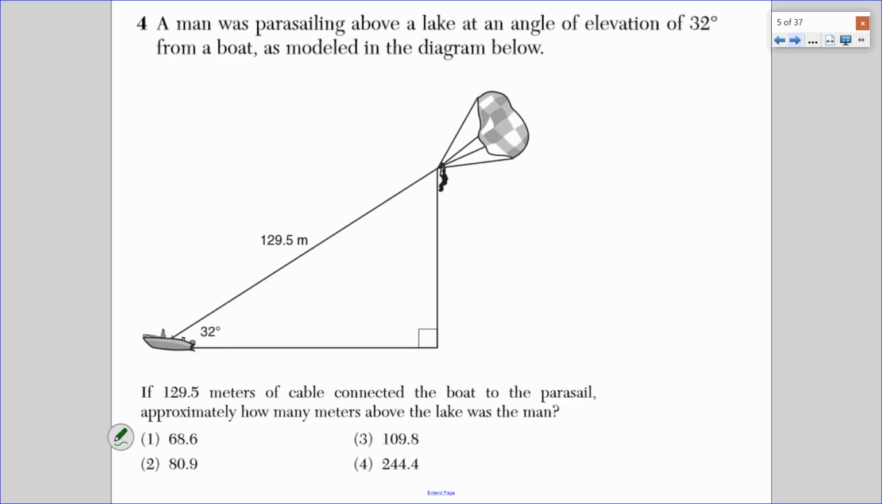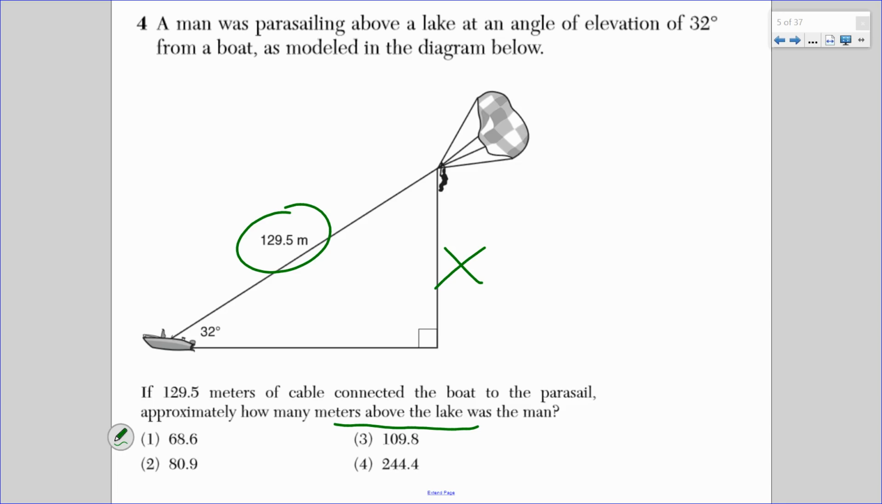Moving along. A man was parasailing above a lake at an angle of elevation of 32 degrees from a boat as modeled in the diagram below. Next time you go parasailing, let's hope that nobody makes a math problem out of you. If 129.5 meters of cable, that's in the picture already, connects the boat to the parasail, approximately how many meters above the lake was the man?